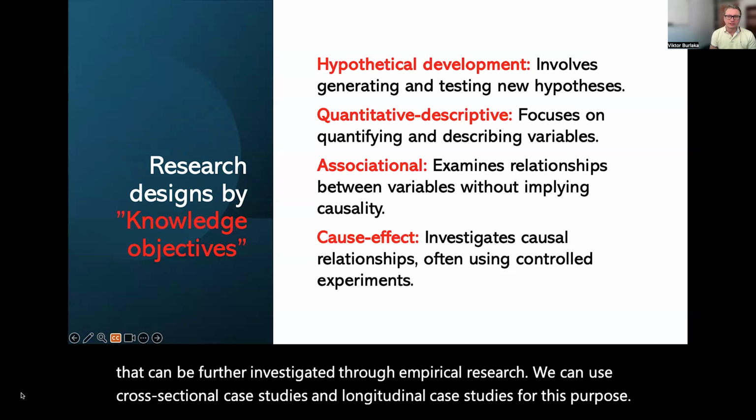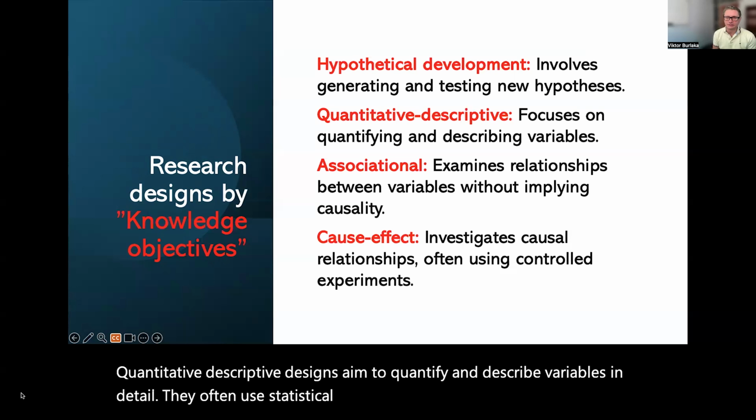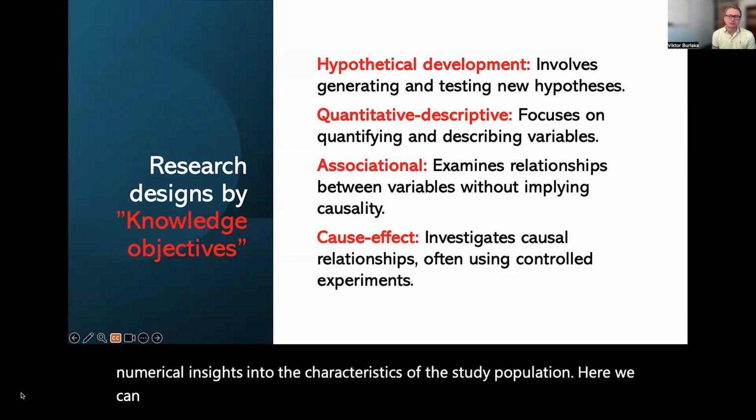Quantitative descriptive designs aim to quantify and describe variables in detail. They often use statistical methods to summarize data, providing clear numerical insights into the characteristics of the study population. Here, we can use cross-sectional surveys and replicated cross-sectional surveys.